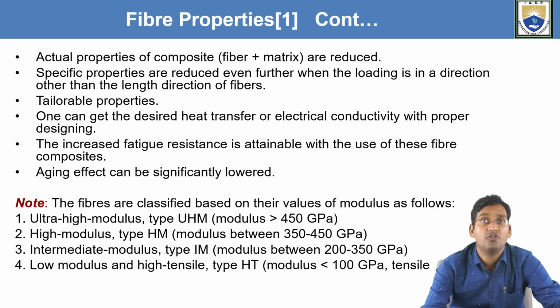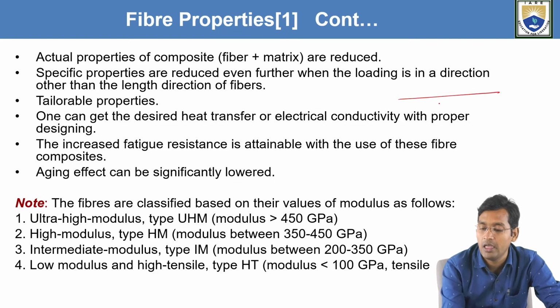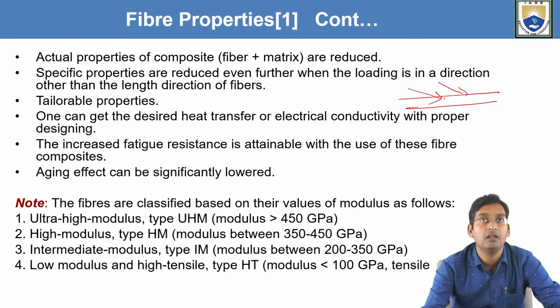Now the actual properties of the composite, that is fiber plus matrix, are reduced. Once we combine the fiber and matrix, their property gets reduced. Specific properties are reduced even further when the loading is in a direction other than the length direction of the fiber. If loading is applied in a different direction, the property will also change.